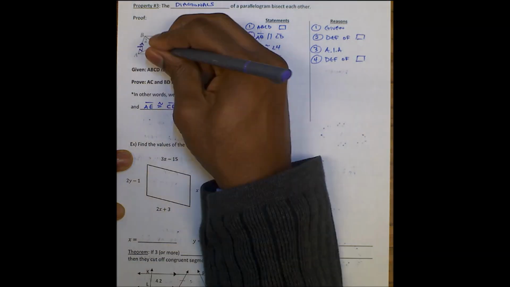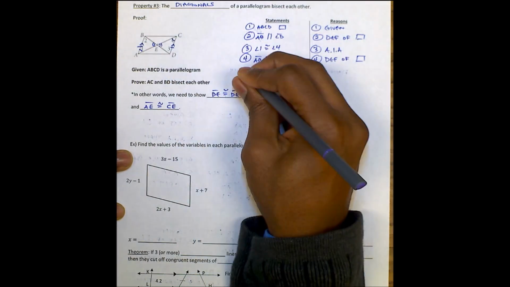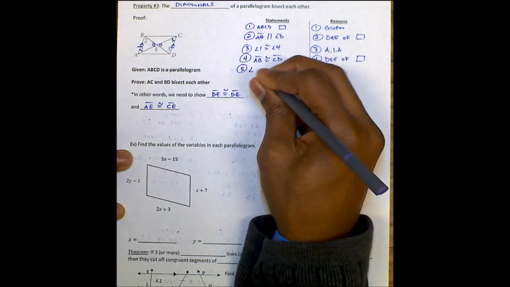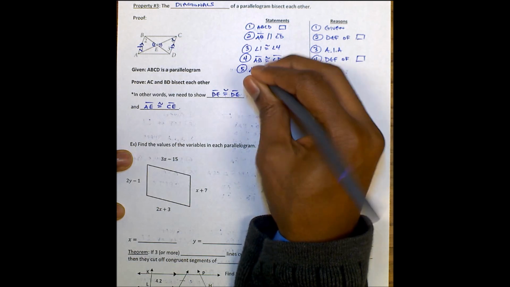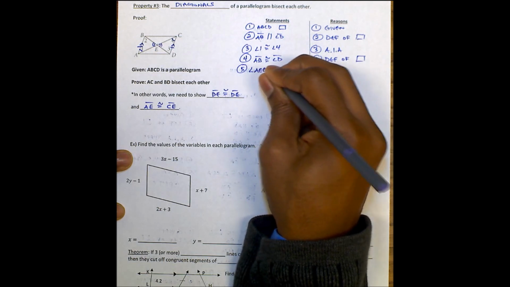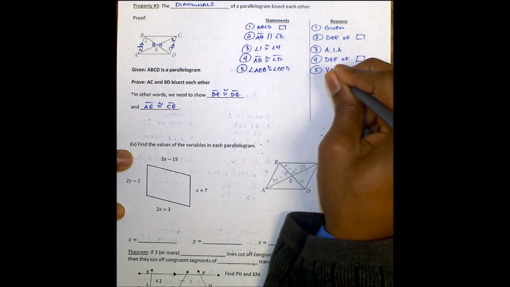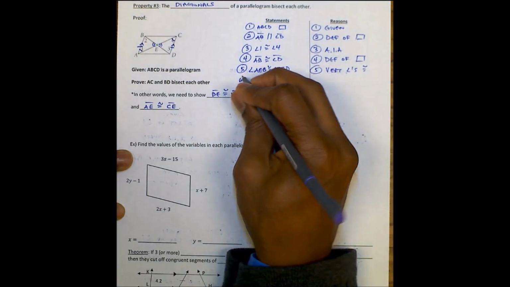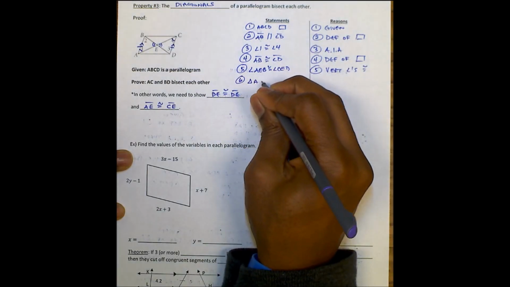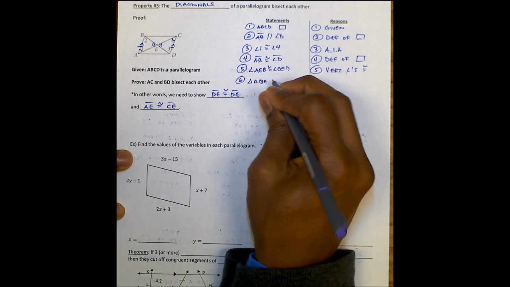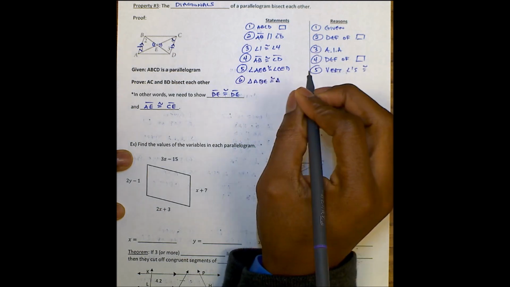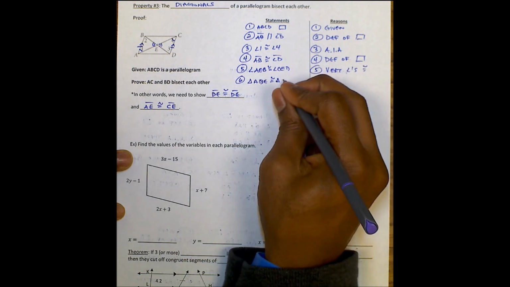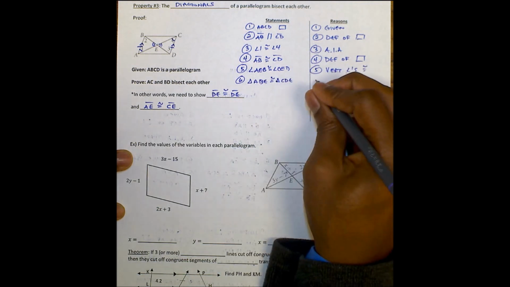And then I can say that these two angles, angle AEB is congruent to angle CED because they're vertical angles. We know that vertical angles are congruent. Okay, and so what I've shown here is that triangle ABE is congruent to triangle CDE because of angle side.